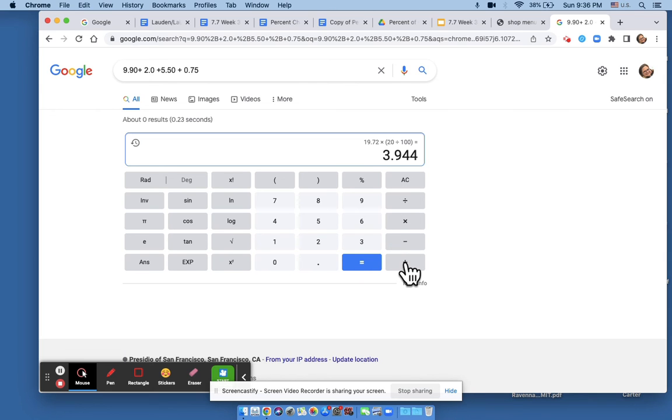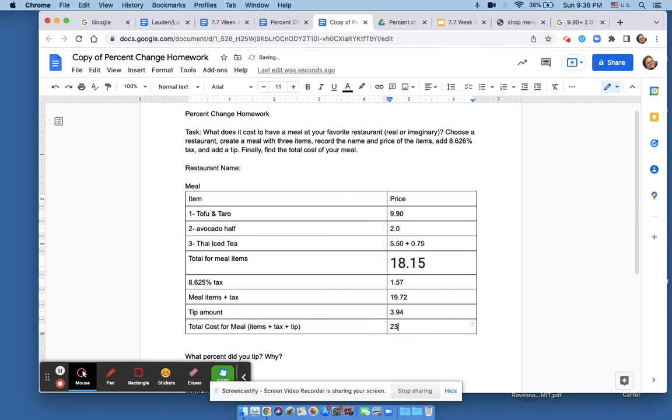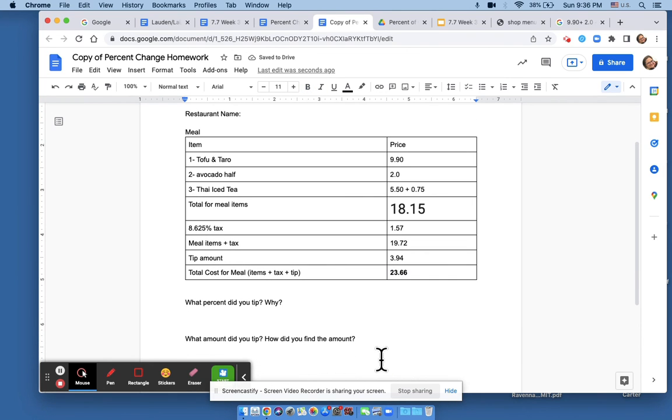So I'm going to say plus $19.72. So total $23.66. Okay, so this number right here is going to be my total amount that I'm spending for my delicious meal of spring rolls with avocado and a vegan Thai iced tea.